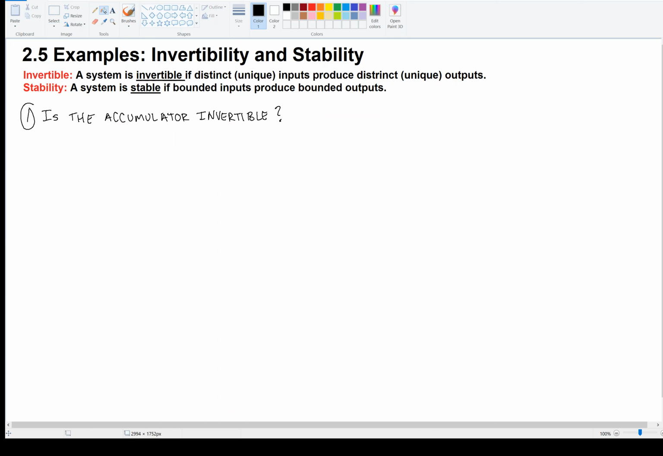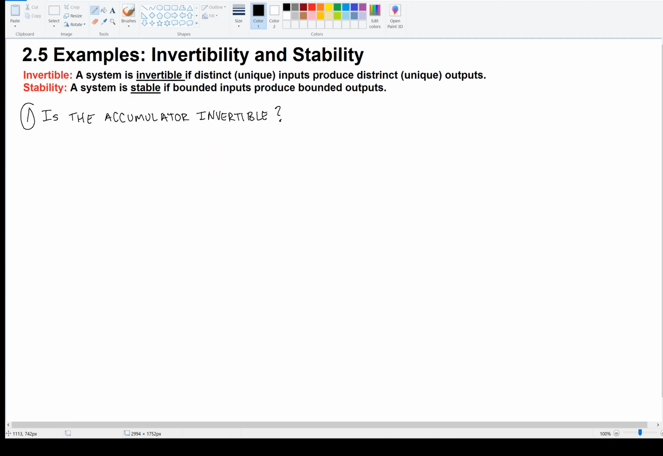So to introduce these concepts, I showed you examples of systems that were not invertible and not stable. In the present video, I want to demonstrate how you would show that these properties hold for all valid inputs, because that's the way you prove things, is to show that it's true always. Whereas if you disprove something, you only have to find one counterexample.